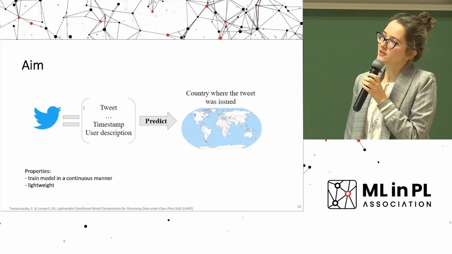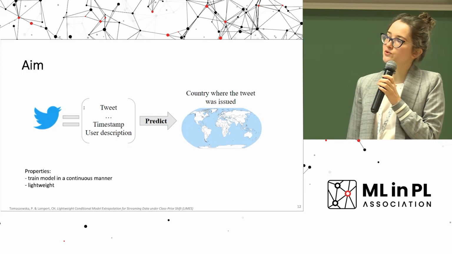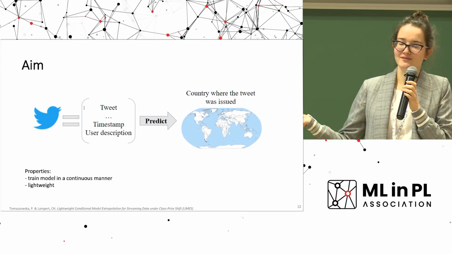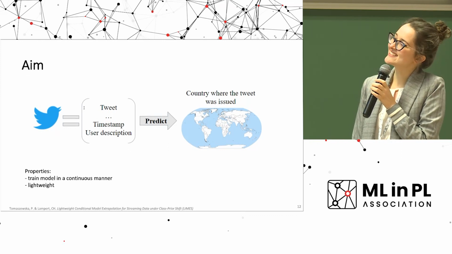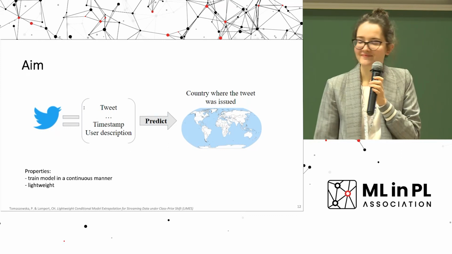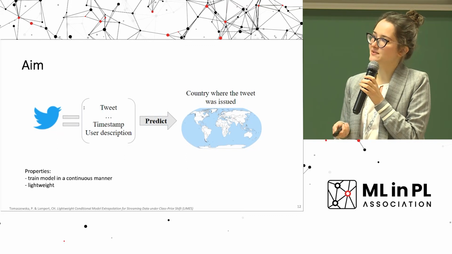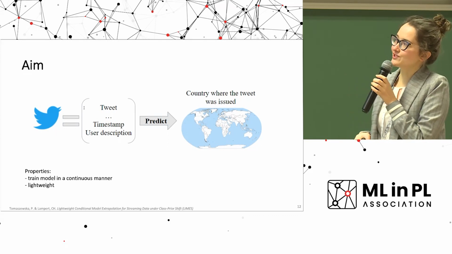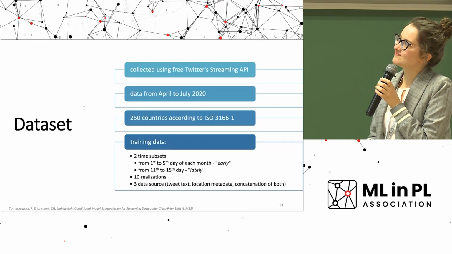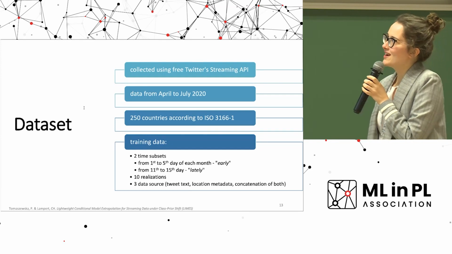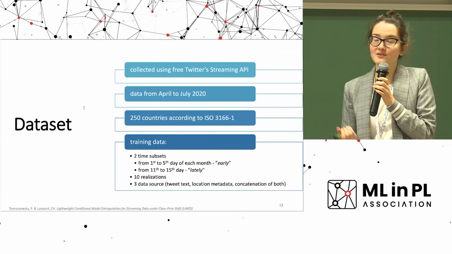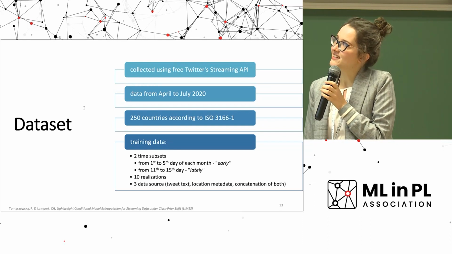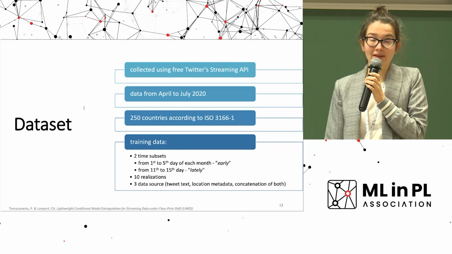We wanted to train a model in a continuous manner, so we didn't want to store any samples in memory for a longer time. We just use them and forget about them. And we wanted the system to be lightweight, which means not using big networks, but also not storing the data set. About the data set: first of all, we collected data using the free Twitter streaming API, and the data was from April to July 2020.